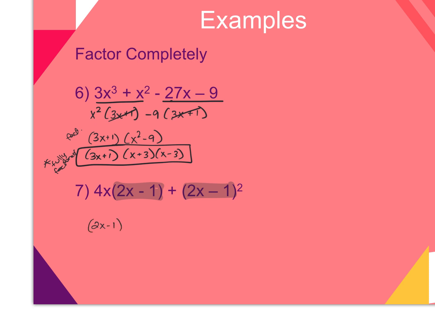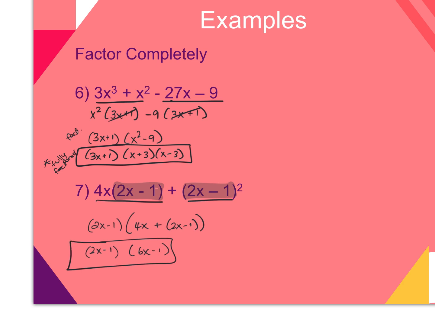So if I take out the expression 2x minus 1 out of here, that's going to leave me with 4x. If I take it out of this one, it's going to leave me with an additional 2x minus 1. And so, again, I can simplify the inside of this parentheses. It's going to be 6x minus 1. And that's the factored form, the fully factored form of this. And that's it.